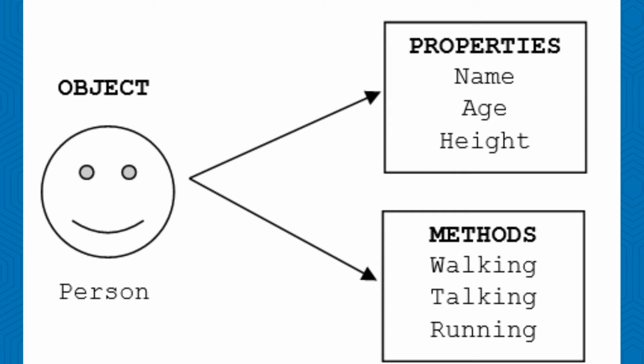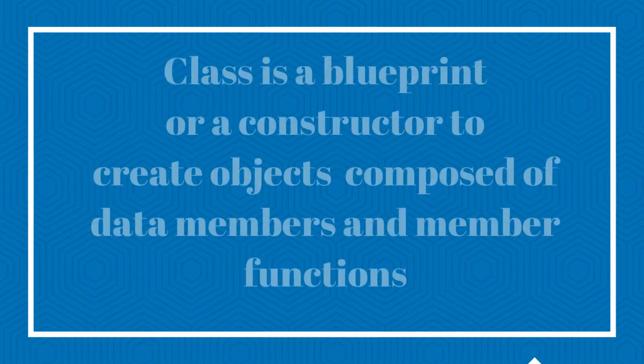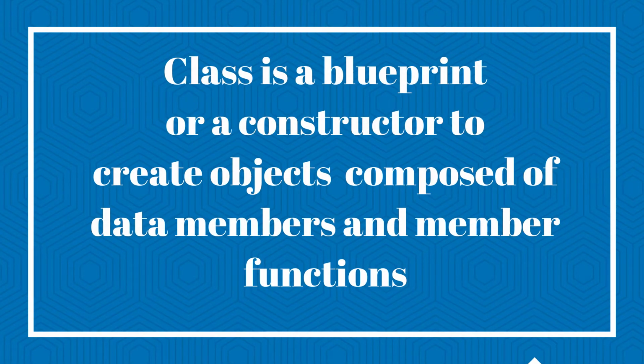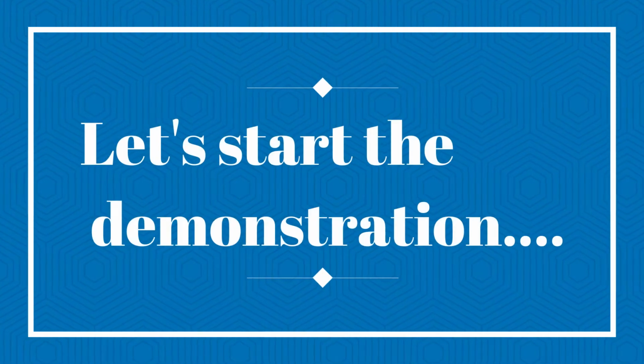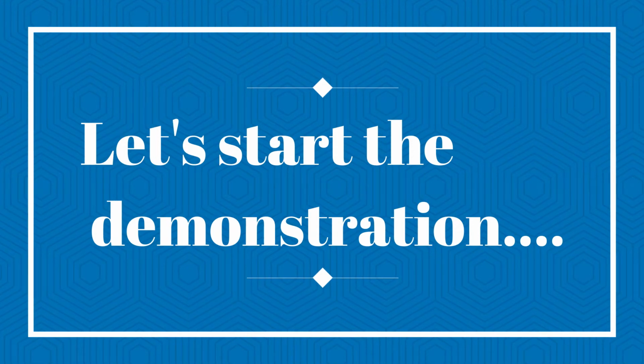While the class is a blueprint or a constructor for you to create a particular object, it is composed of data members or your variables and the member functions. That's the composition of your class. Now let's demonstrate how to write code using an OOP approach.